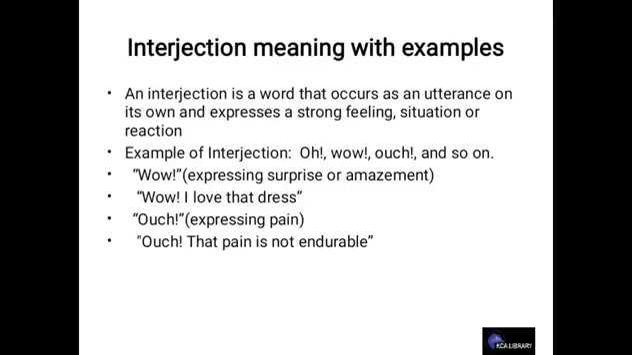So finally, an interjection is a word that occurs as an utterance on its own, and it expresses a strong feeling, situation, or reaction. Interjections give mainly emotional outbursts. Examples of interjections are oh, wow, ouch, and so on. So that will be the end of our course for this module 2.